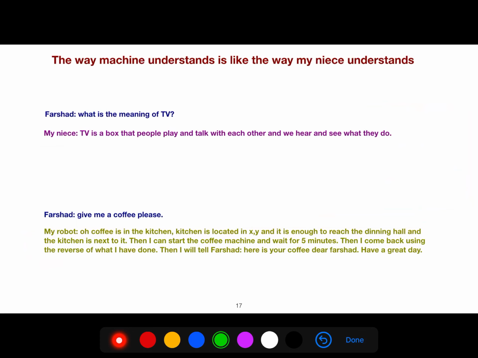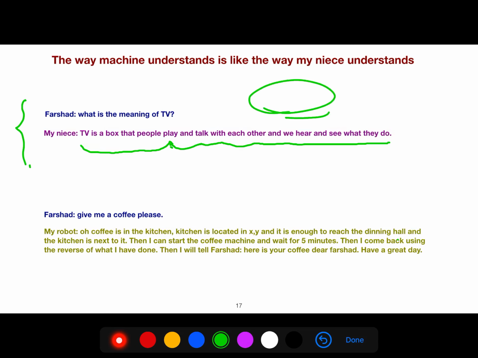The way machine understands is like the way my niece understands. This is the conversation between me and my niece. So she's 4 years old. When I say what is the meaning of television, I anticipate that she says TV is a box that people play lots of cartoons and talk with each other, and we hear and see what they do. So, like continual learning, it adds to the complexity in stages.